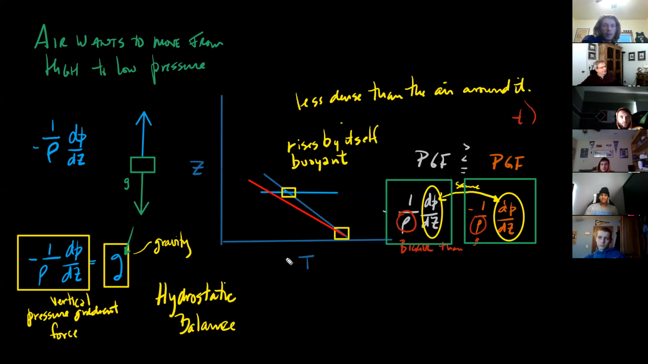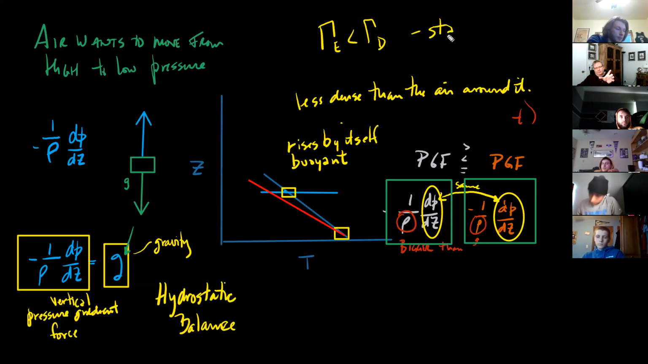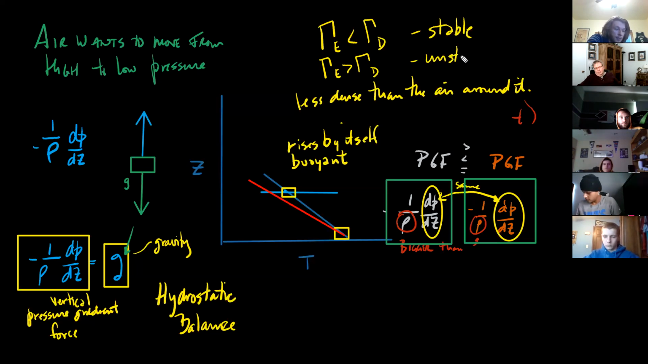The environment. The lapse rate, right? The lapse rate of the environment. So in the first one, the lapse rate of the environment was less than the dry adiabatic lapse rate. So I lifted the air and it comes back down. We say that's stable. On the second one, the environment is cooling more than 10 degrees Celsius per kilometer, and we call that unstable.